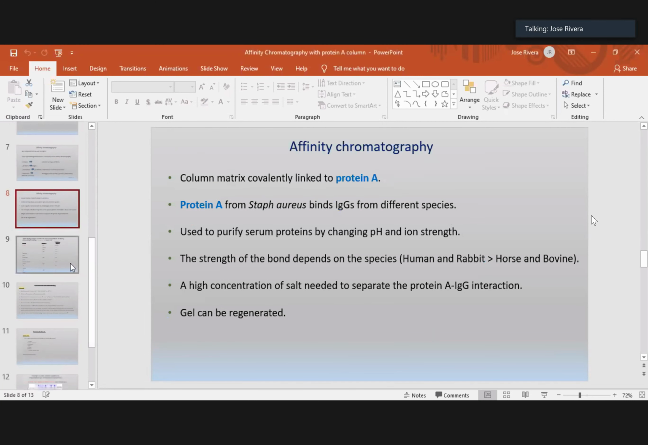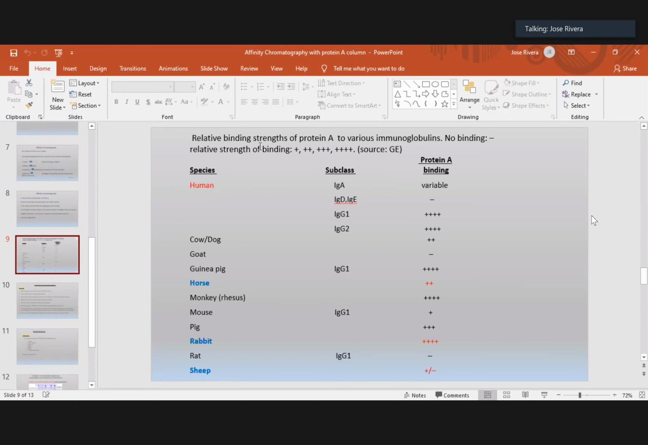Okay, so one thing I was telling you is the IgGs bind with different affinities to protein A. So protein A binds better to some immunoglobulins than to others. In here, it has all the immunoglobulins from humans. And here you can see there are two types of IgG, 1 and 2. And so it binds really well. So 4 classes means that it binds really well.